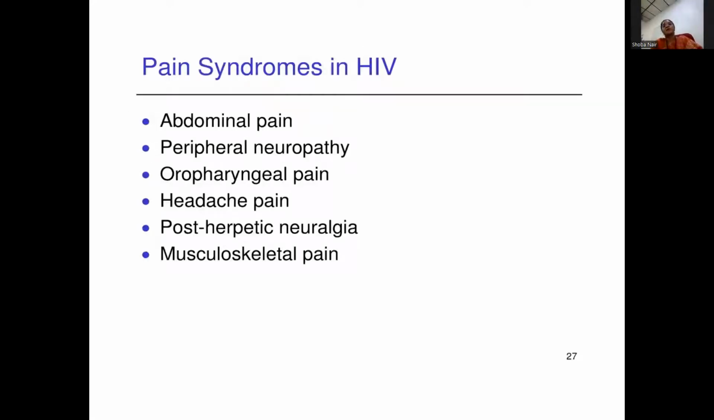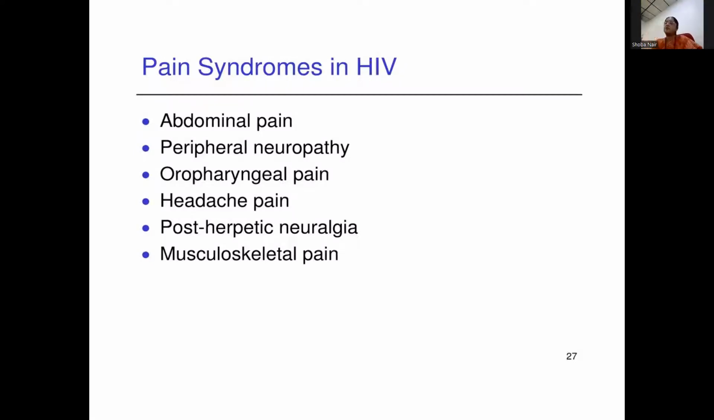So the pain syndromes in HIV, you commonly have abdominal pain. You have cryptosporidium with diarrhea. You can have lymphomas in these patients. You have lactic acidosis with these ART medications. You can have pancreatitis with ART medications. So lots and lots of causes for abdominal pain.